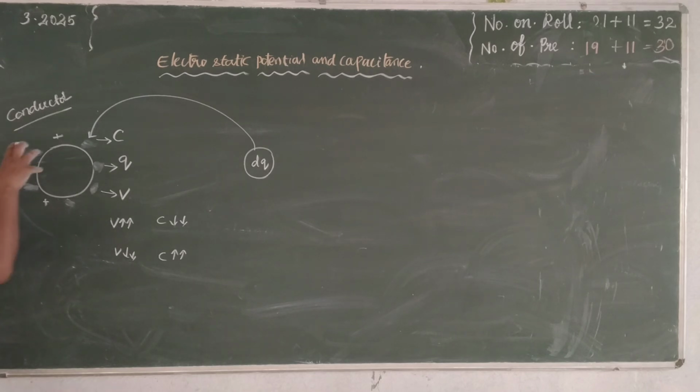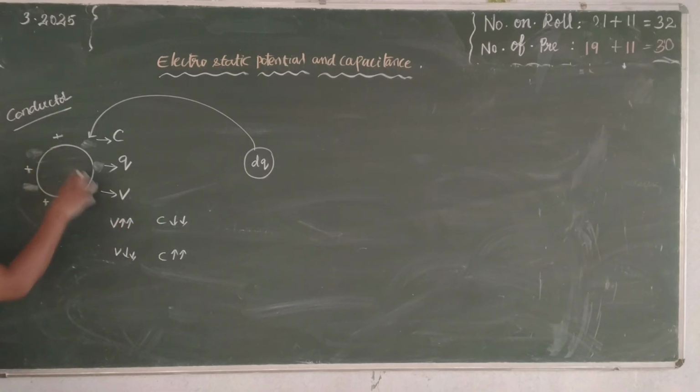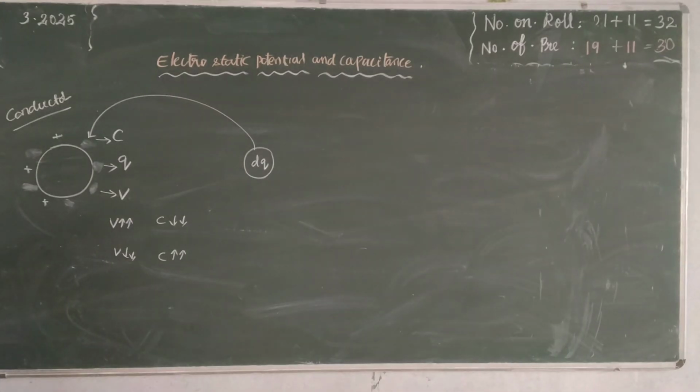It will be only up to a certain quantity, because it is a defined quantity. That is why, when potential is more, capacitance is less; the ability to hold charge decreases, so automatically capacitance decreases. When charge is less and potential is less, the ability to hold charge is more, so capacitance increases. It happens only up to the defined quantity. A particular conductor has a particular capacitance, and it happens up to that.